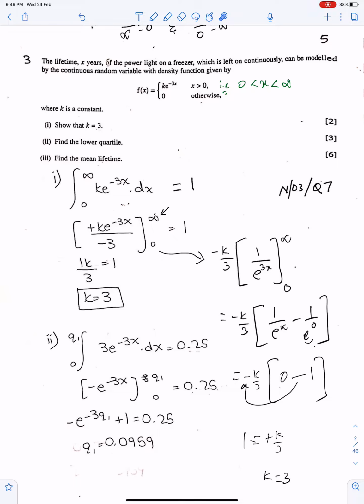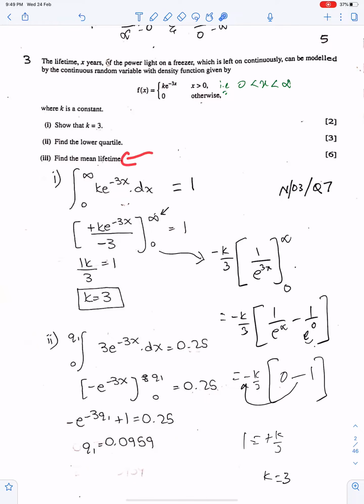Well, the second part, find the lower quartile. You all know for lower quartile, the probability is always 0.25. So you should integrate this PDF with these two limits, 0 and Q1. 0 is the lower limit. And this entire thing should be 0.25. You all know how to integrate this. I'm not discussing this thing. You just need to integrate this and then apply the limits, and then you will get this Q1.